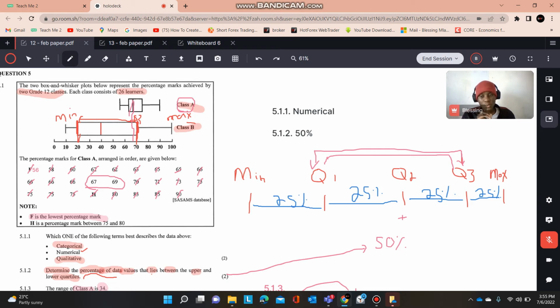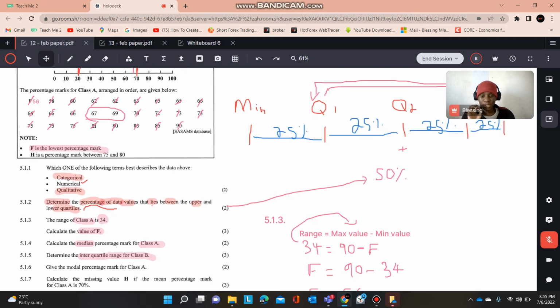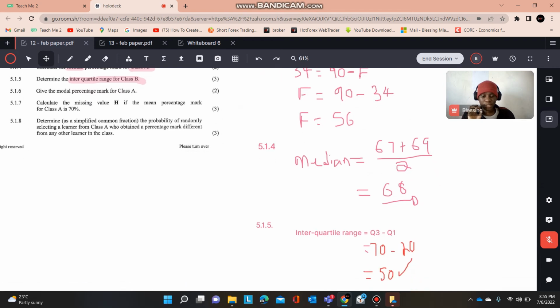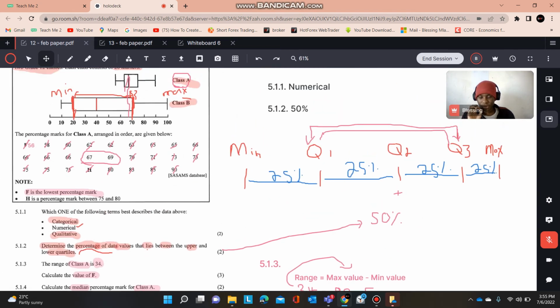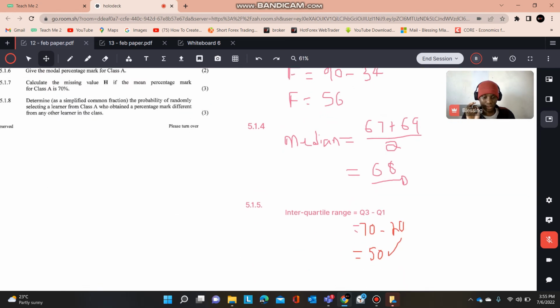And your Q1, your lower quartile, is represented by this end of the box, the line on the left of the box, right? And this line is straight aligned with 20, meaning that our lower quartile is 20. So upper quartile is 70, quartile 1 is 20. So it's 70 minus 20, it's 50. Your interquartile range will be 50, right?